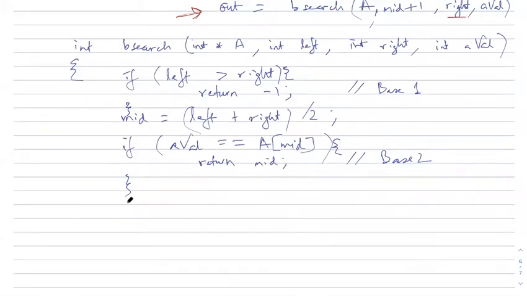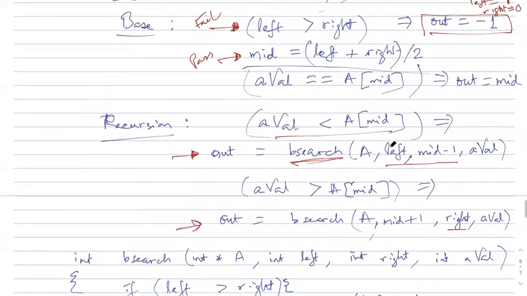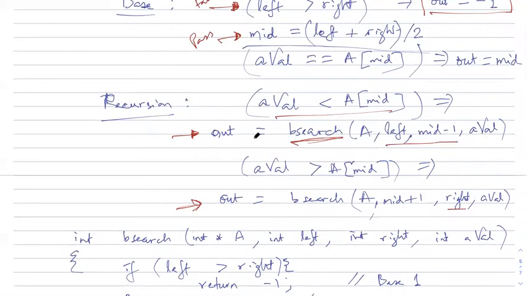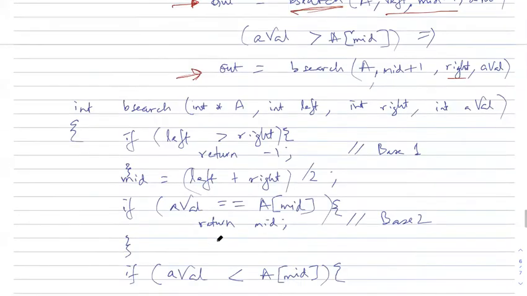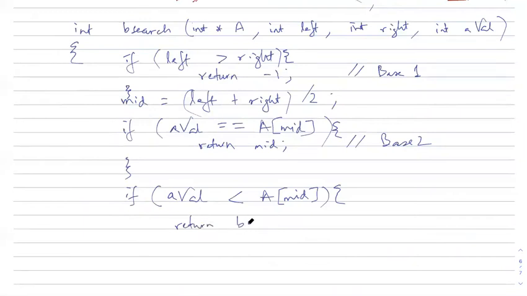So you will come here if you did not return, so you don't even have to write an else block here. You straight away ask, at this point there are only 2 possible conditions remaining, either greater or less. So if a val happens to be less than a mid, then what should you be doing? You should be recursing. So return b search, passing a and then left to mid -1 and passing in the a val, which is what we have to search.